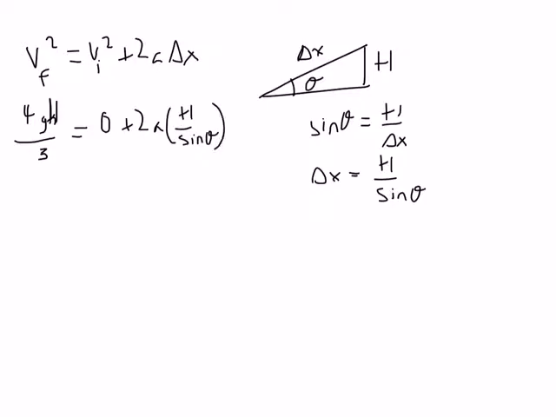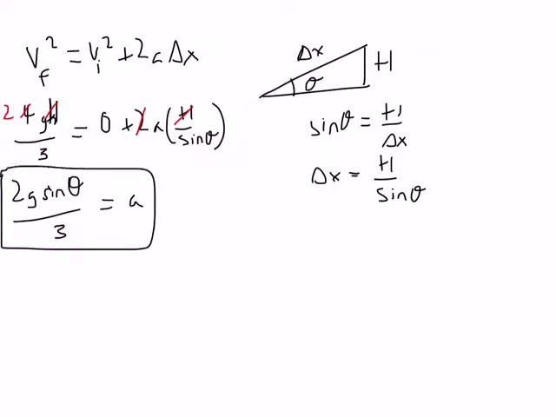Okay. And now we can solve. We can see that since that initial velocity is 0, there's an h in both terms, so we can cancel that. We have to multiply by a. Actually, before we do that, we can cancel the 4 down to a 2. We have to multiply by sine theta to get a by itself. And so we get 2g sine theta over 3 equals a. Right? Much easier than Newton's laws.